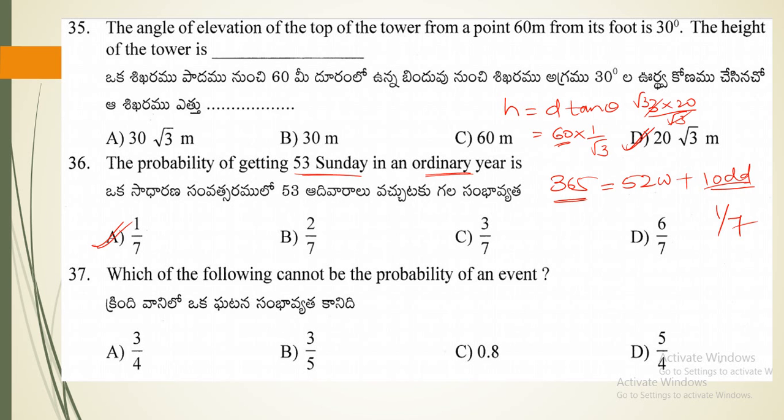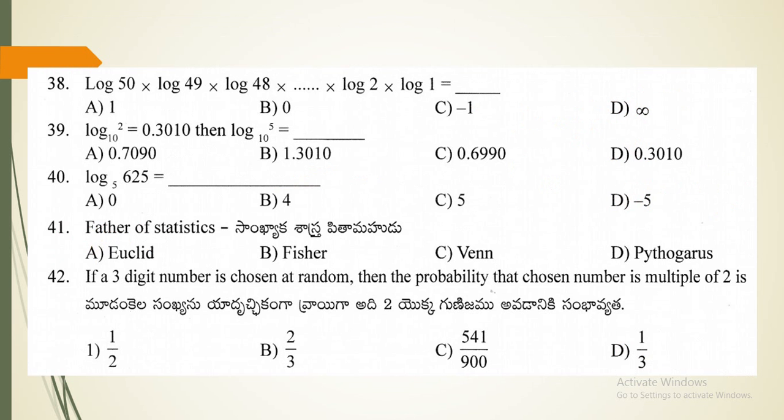Which of the following cannot be a probability of an event? 5 by 4, because the denominator is smaller than the numerator. That is the only thing you need to remember. Since it is greater than 1, the probability of any event cannot be greater than 1. Right? So option D is my answer. Next, moving on to one more question. Log 50 into log 49 into log 48 and so on till log 1. So already we know from this is the black sheep.